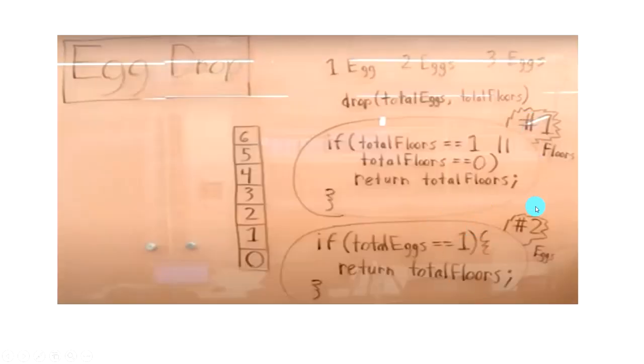So this is the summarization of the two base cases that I have discussed. That is, when the total floors is equal to 1 or when the total floors is equal to 0, we'll be returning the total floors. And if the total eggs is equal to 1, then we'll be returning the total floors as well.